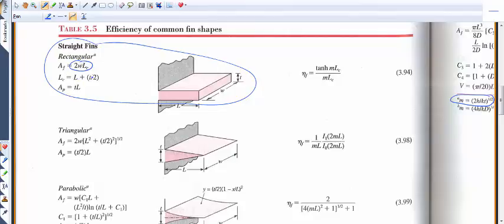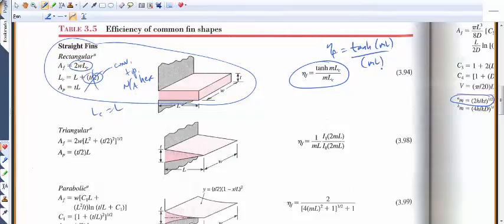Notice that L sub C is L plus t over 2. This is due to convection at the tip. Since it's not applicable here, we're going to ignore it. So L sub C just equals L. What this means is that the fin efficiency, eta sub f, is going to be the hyperbolic tangent of m times L divided by m times L. Now on the right side of the screen, you can see that m is going to be the square root of 2 times h over k times t.